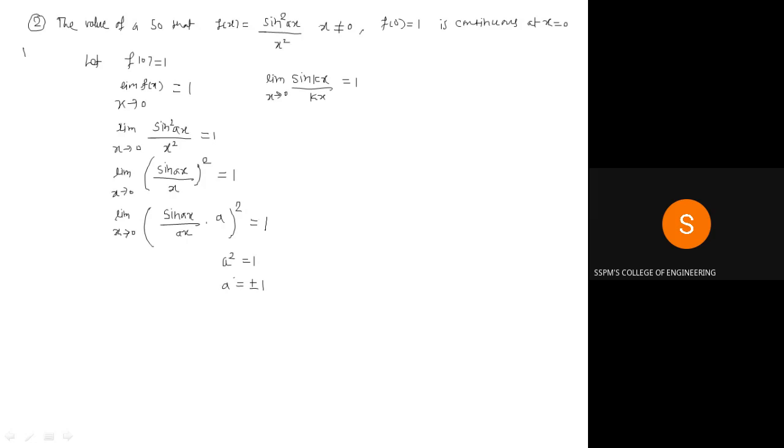In this kind of MCQ type question, they will provide four options. So among these four options, there will be the option a is equal to plus minus 1. So this will be the correct option. You will get the correct option. Okay, so in this way you find it.